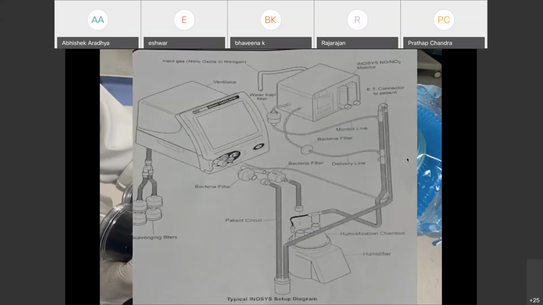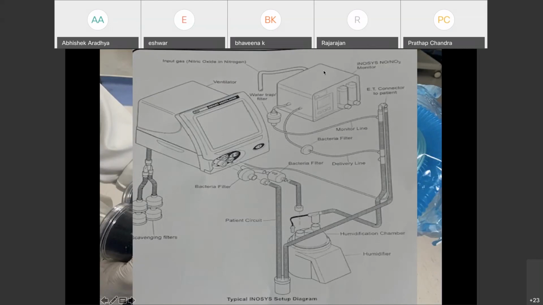Then this diagram is available in majority of your equipment setups. So here, if you look at it, there is a ventilator, then there is an iNO system. It can be any other nitrogen or nitric oxide delivery system. So if you look at the left side most is your dangling structure, which is your scavenging filter I showed you. And there is a bacterial filter attached to the ventilator.